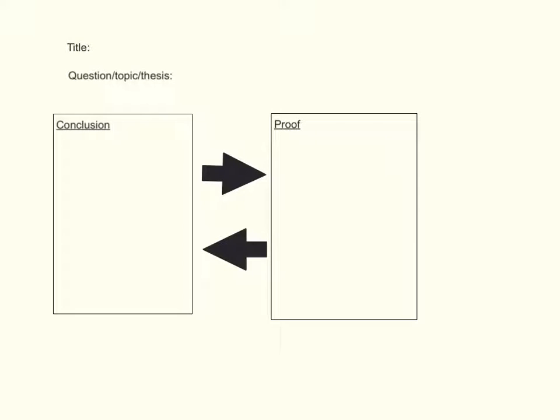This model is perfect for when you have a question already, or a topic or a thesis that you want to dig deeper into and look more closely at the text or the film to see if your conclusions are supported. That is why we have conclusions on this side. That's the ideas you have of what this film or this text could be about. And proof on the other side, proof that supports your conclusions.